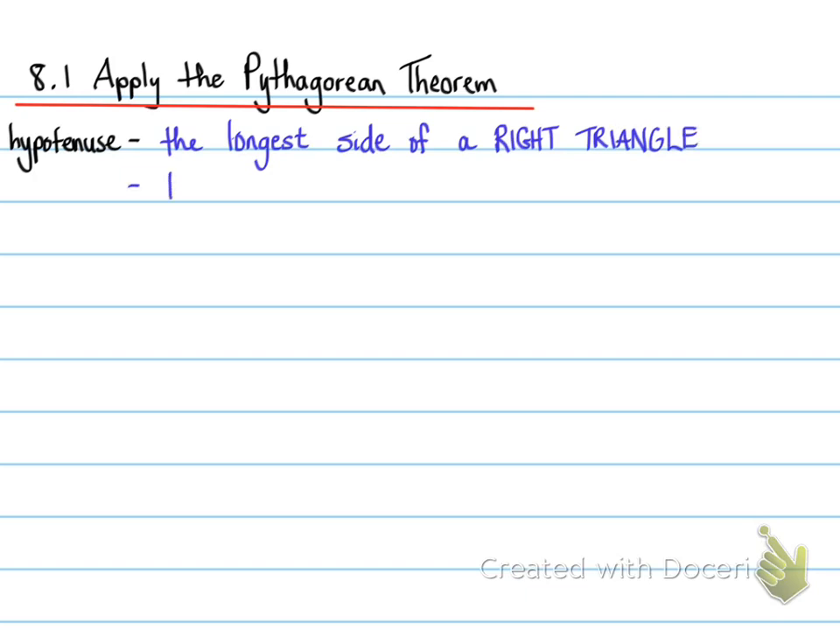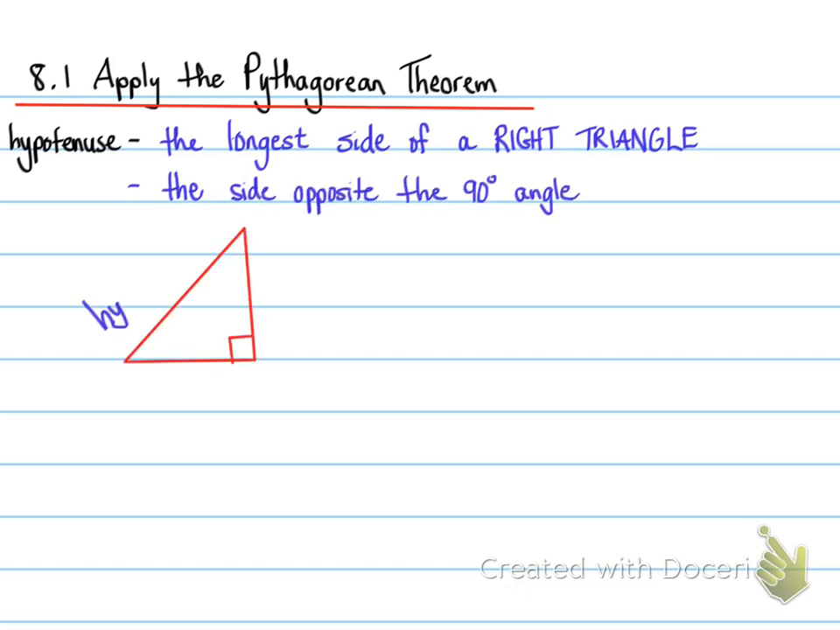Now, some of you may think it represents the longest side of any triangle. Well, no, folks. Hypotenuse is a special side in only a right triangle. And the hypotenuse is the side that is opposite the 90-degree angle. So if we look at this right angle triangle, we can see that the hypotenuse is right over here.